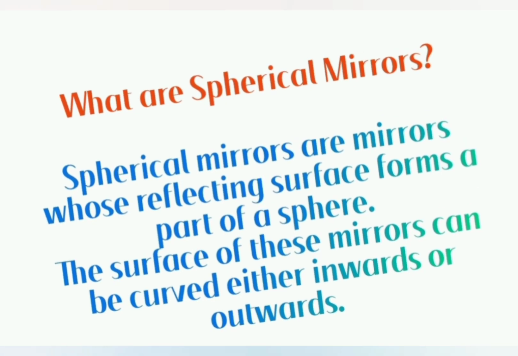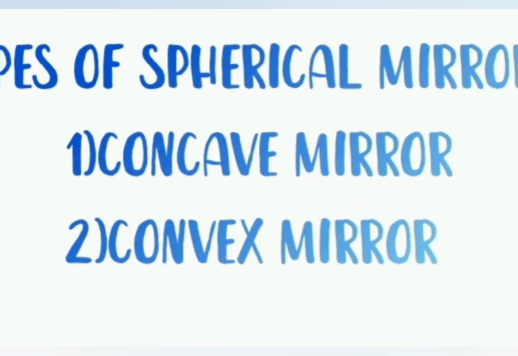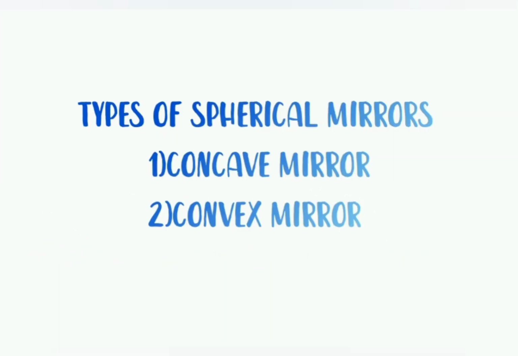We'll start with spherical mirrors. So, what are spherical mirrors? Spherical mirrors are mirrors whose reflecting surface forms a part of a sphere. The surface of these mirrors can be curved inwards or curved outwards. Based on this, spherical mirrors are divided into two types. First is the concave mirror, another one is the convex mirror.